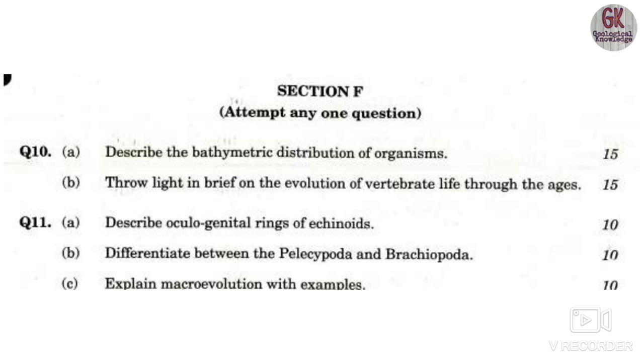Then question number 11A, you have to describe the oculogenital rings of the echinoids. And question number 11B, differentiate between the pelecypoda and brachiopod.